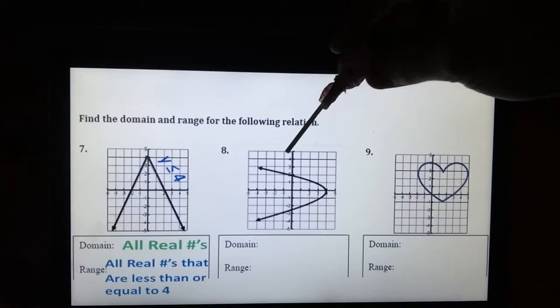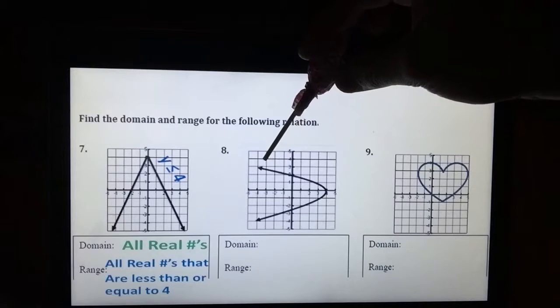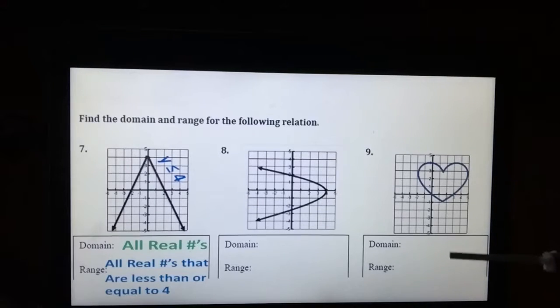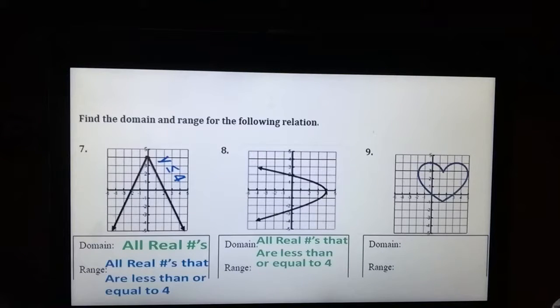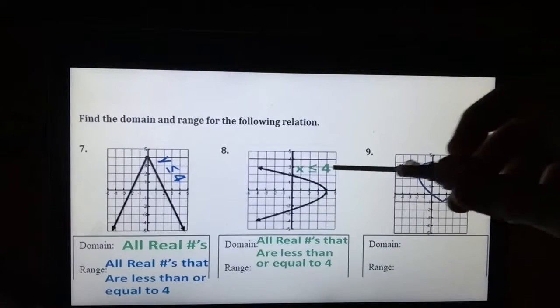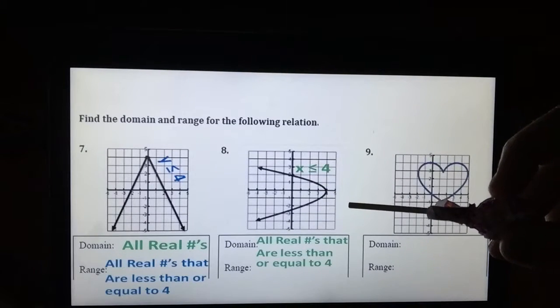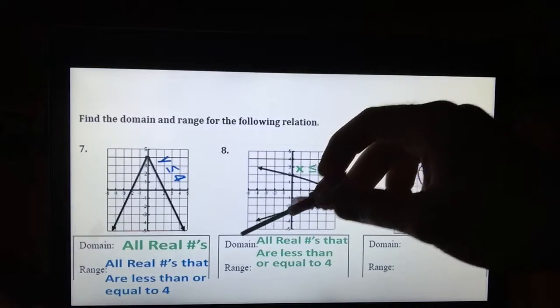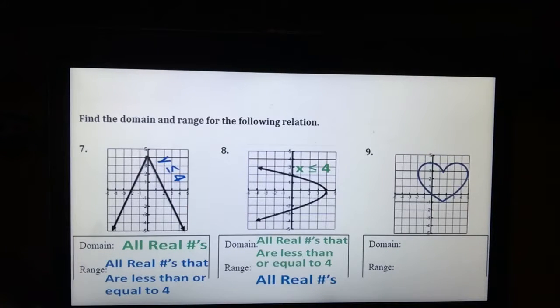All right, now for number 8, the domain is again left and right. You can see that it goes forever to the left, but to the right it stops at 4. So again, we have an inequality where all real numbers are less than or equal to 4, and in this case, since it's the domain, it's the x, so we're going to say x is less than or equal to 4, okay? Now the range is how far high and low it goes. This arrow goes up forever, and this arrow will go down forever. Therefore, the range is all real numbers, okay? Now I want you to do number 9, and the hint for number 9 is that you're going to use the word between. Go ahead and do that right now.